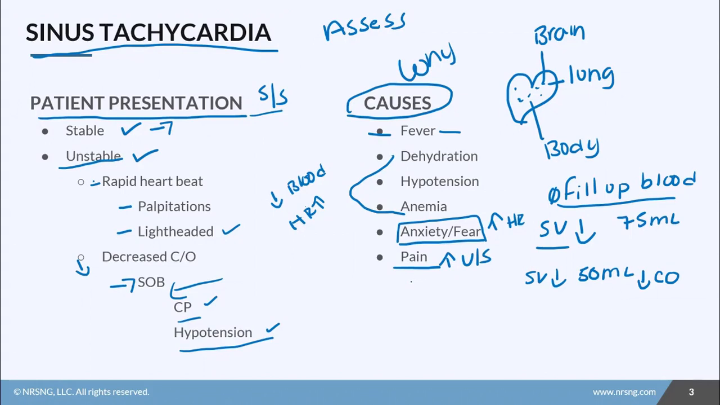So if you ever have a patient who's complaining of acute pain and they report that it's 10 out of 10 and their heart rate is in the 120s, treat the pain first. Once you treat the pain and their pain level goes down, their heart rate will start decreasing. So now that we talked about the signs and symptoms and causes, let's talk about how to treat these patients.